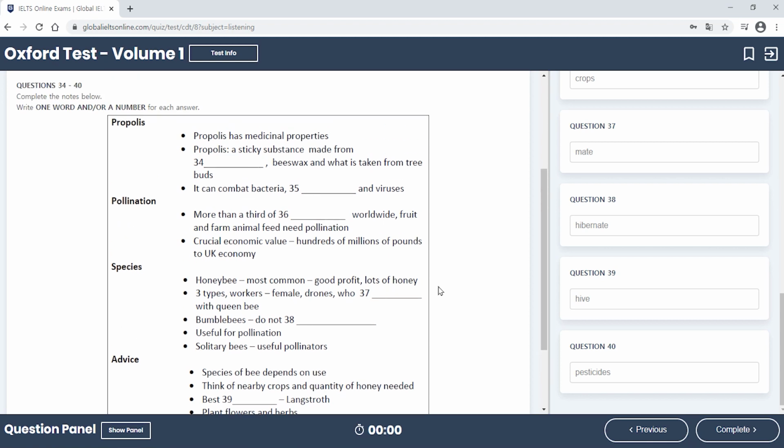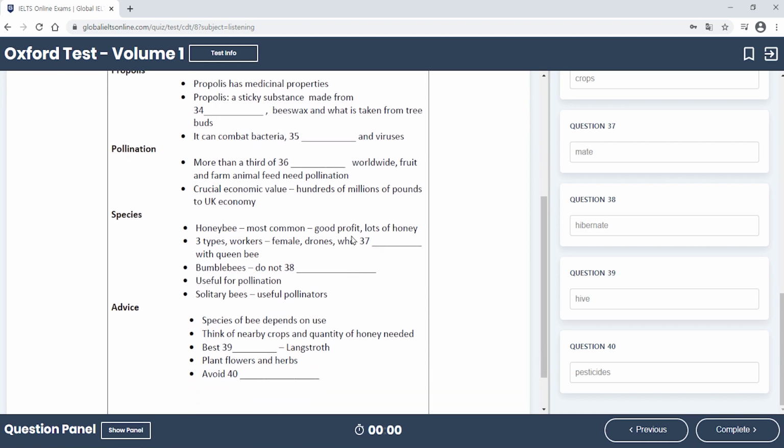I think one of the trickier ones was when they talk about drones who something with queen bee, because they gave you a couple of facts about the drones, but the key word here was that they say honeybees can be divided into 3 types: the workers who are female, the drones who are male, which is what they're trying to trick you into writing here, but you have to listen to the whole sentence: who are male and whose job is to mate with the queen bee.